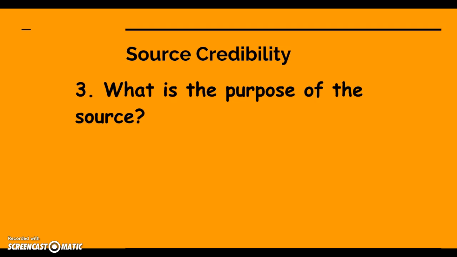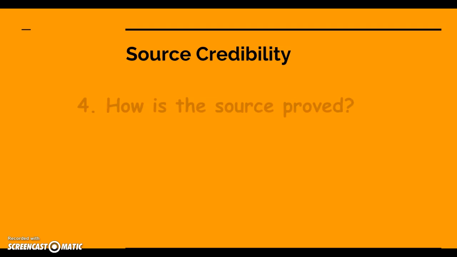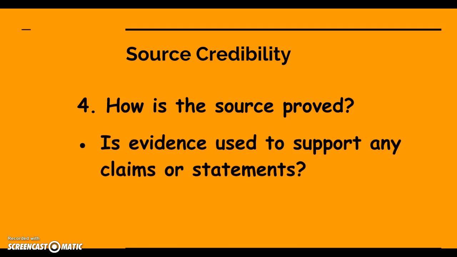Third question, what is the purpose of the source? Why am I looking? What was the purpose? The central idea. Does it contain clear, unbiased facts? You want clear, unbiased facts. You want it to be factual. No opinions without any true, concrete evidence. If it's just opinions and somebody spouting off, we don't want it. It's not credible. How is the source proved? How do we prove things? With evidence. Always look for evidence in articles, just as we must use evidence to support what we write. Textual evidence is key. Make sure it's factual.